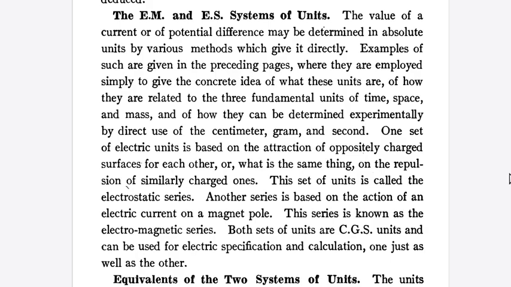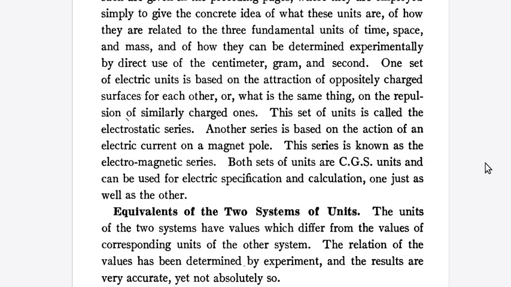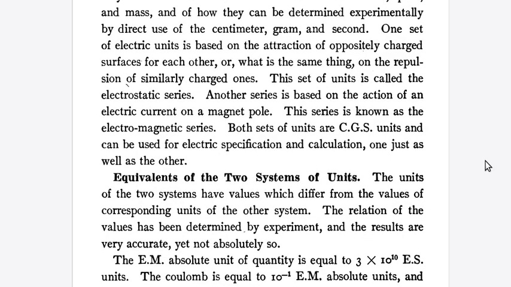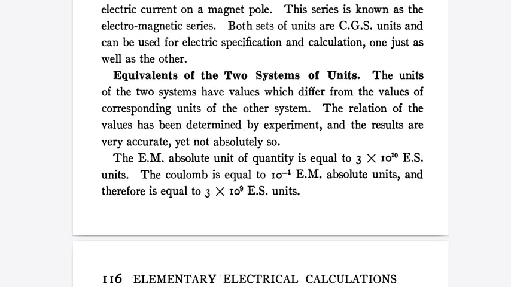This set of units is called the electrostatic series. Another series is based on the action of an electric current on a magnet pole. This series is known as the electromagnetic series. Both sets of units are CGS units and can be used for electric specification and calculation, one just as well as the other. The units of the two systems have values which differ from the values of corresponding units of the other system. The relation of the values has been determined by experiment, and the results are very accurate, yet not absolutely so. The EM absolute unit of quantity is equal to 3 times 10 to the 10th ES units.